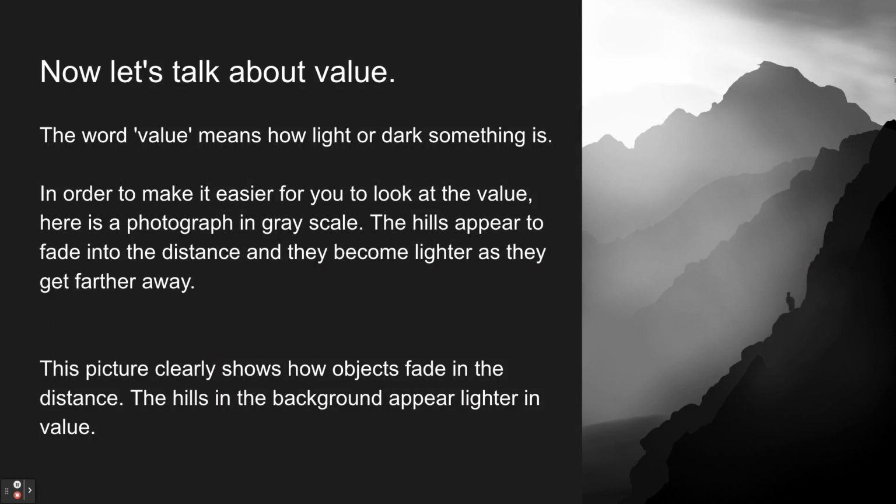So one of the key aspects of atmospheric perspective is value. Now, the word value essentially means how light or dark something is. If you've ever taken a studio art class, you've probably practiced shading values, so going from really dark into really light. In order to make it pretty easy to understand, this is a photograph showing atmospheric perspective, just in grayscale, no colors involved. And it really helps demonstrate the point that the hills appear to fade into the distance and get lighter and lighter compared to this first set in front.